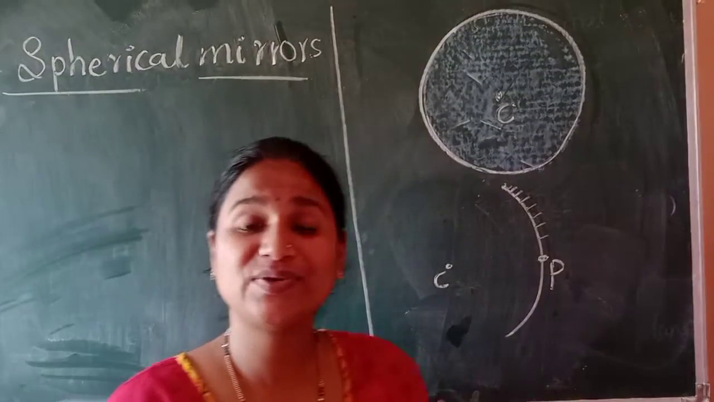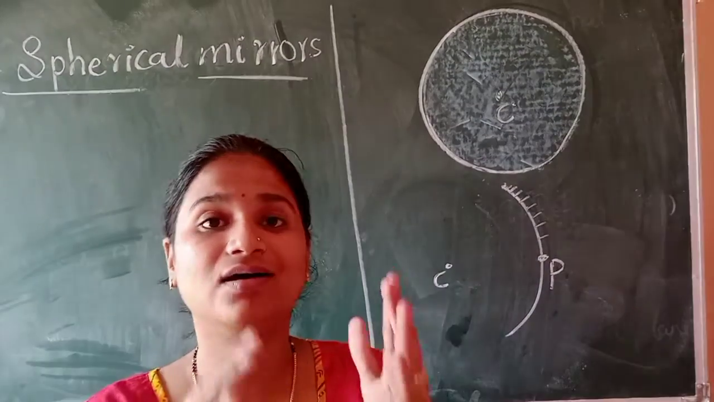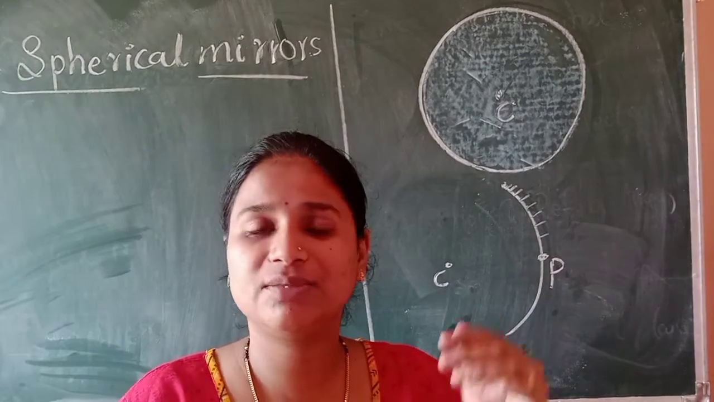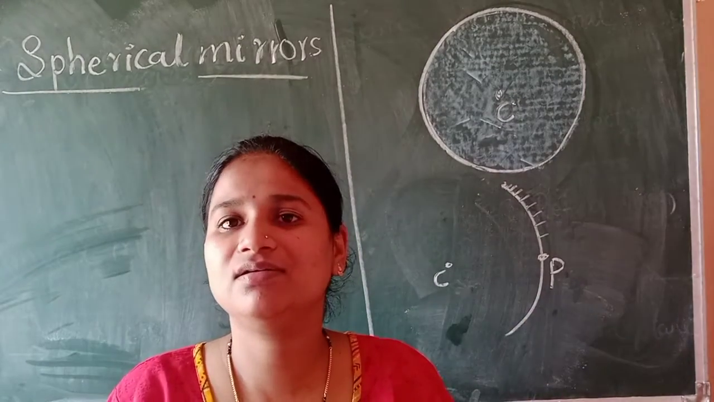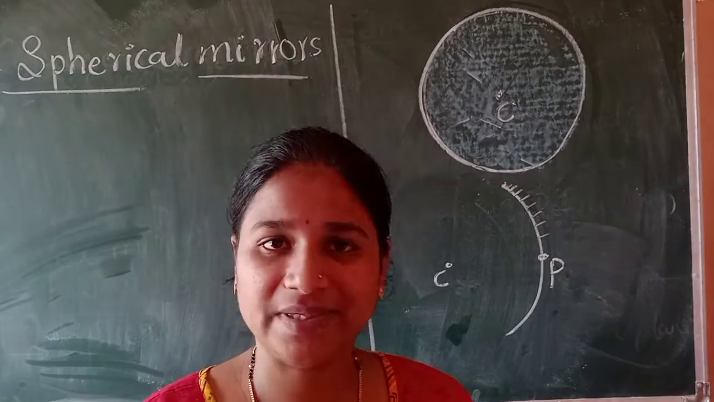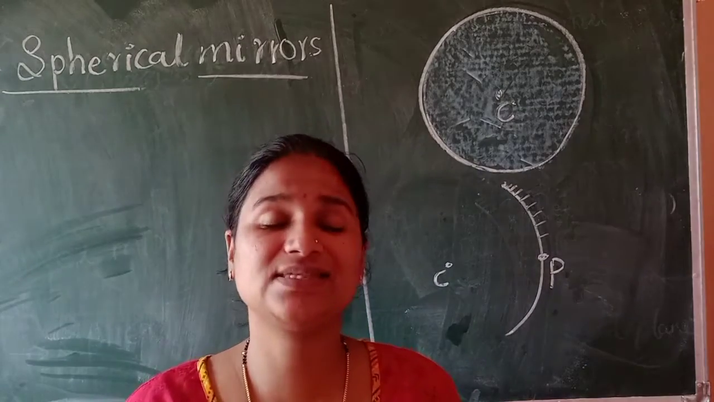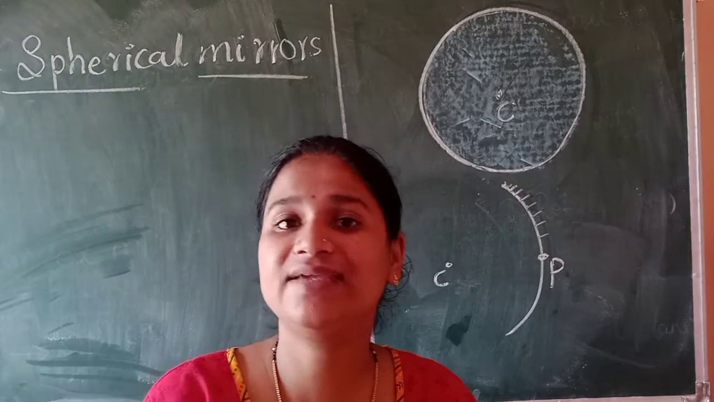Good morning, children. In the last class, we started our concept by introducing light. Then we learned the properties of light. Then we learned a bit about spherical mirrors. Then I also showed you a spoon. So today's class, we are going to start with a game.